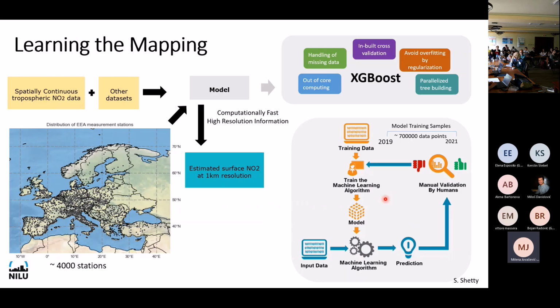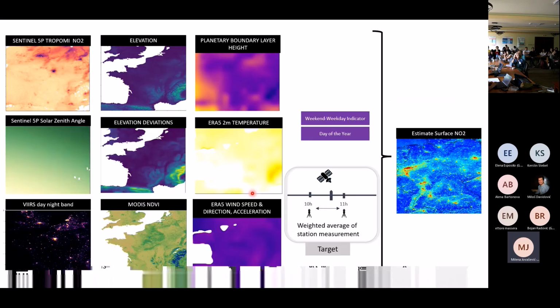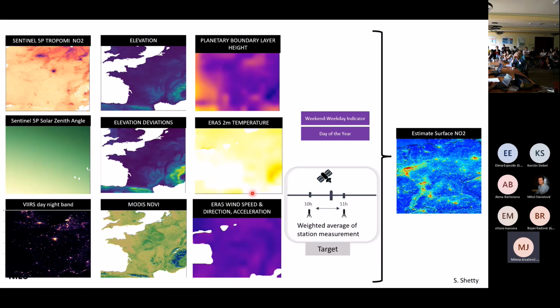So Shubita is training a machine learning model. We've heard a lot about this yesterday. She's using XGBoost, and she's training it with all the observations in Europe for NO2, and using other data sets as well as auxiliary information. The output of this is then an estimated surface NO2 at 1 kilometer spatial resolution for all of Europe. So this is not really urban scale, but it's supposed to be for all of Europe. You could probably do something similar for urban scale, but it's not the focus here.